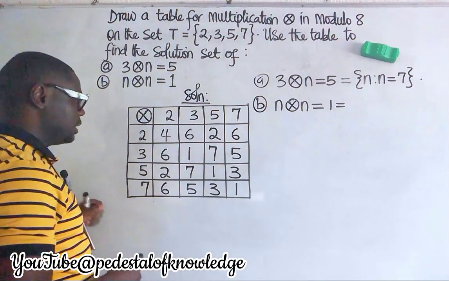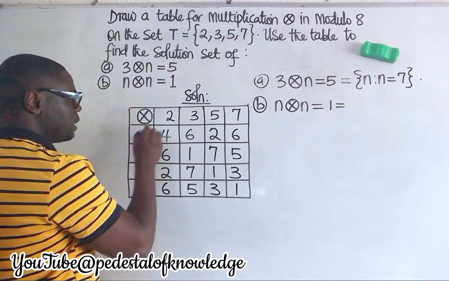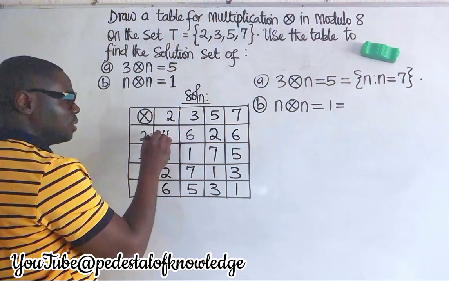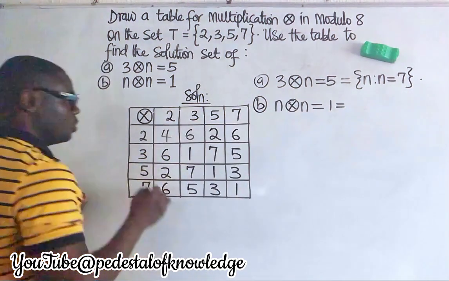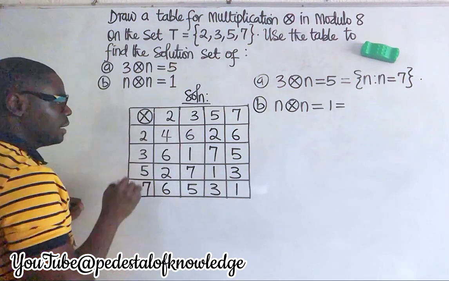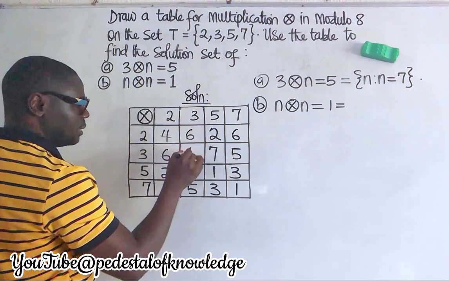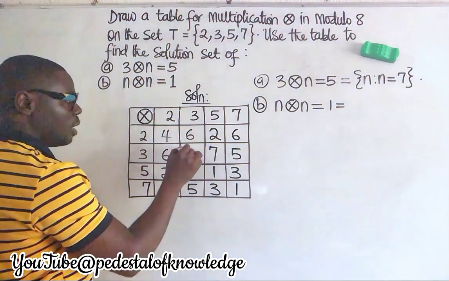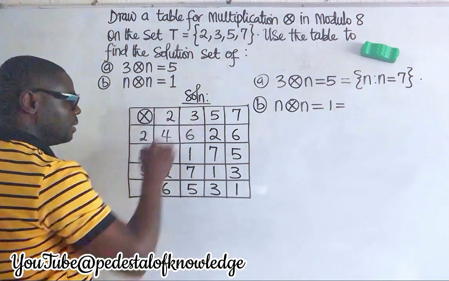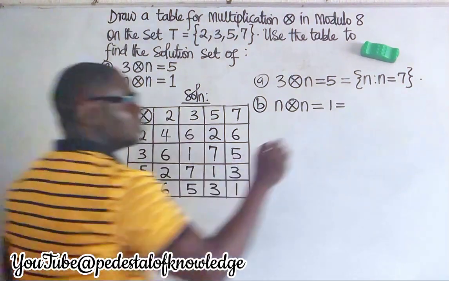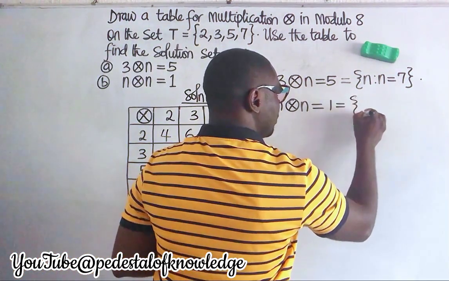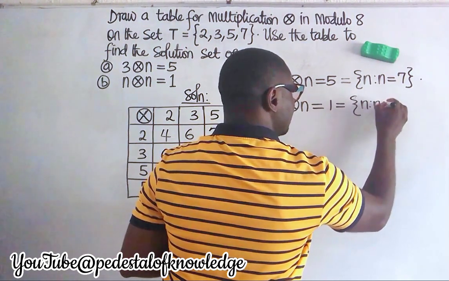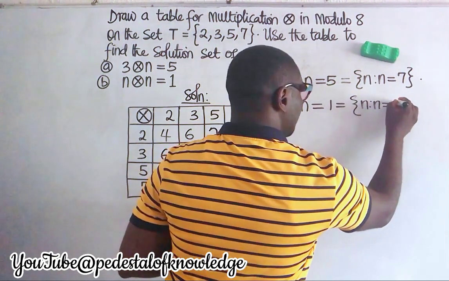Okay, now let us see the set of residues. Now, 2 times 2 is equal to 4. So we are looking for the one that will give us 1. So this one does not satisfy it. Now, 3 times 3 gives us 1. Okay, so that means that 3 is a member of that very set we are looking for. So that set is equal to n, such that n is equal to, now 3 is a member.